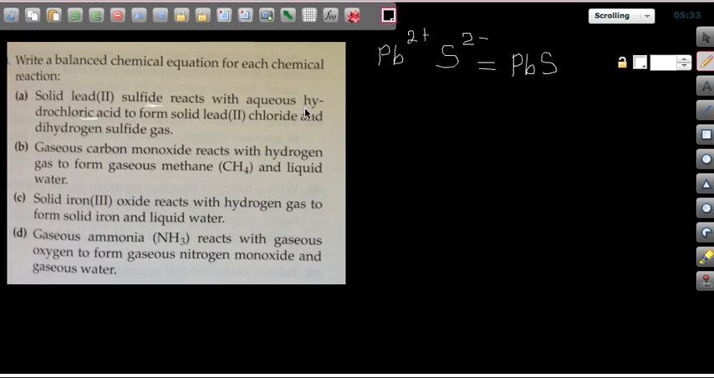Hydrochloric acid is an "ic" acid, and it starts out with a hydro. So look up chlorine in your periodic table, and it has a 1 minus charge. Take the charge out and add an equal number of hydrogen in the front, and this is what hydrochloric acid is. Lead chloride. You have Pb2 plus, Cl1 minus, and that gives you PbCl2.